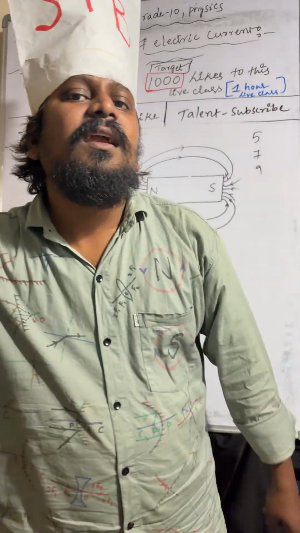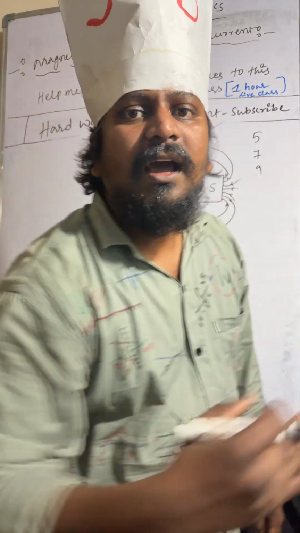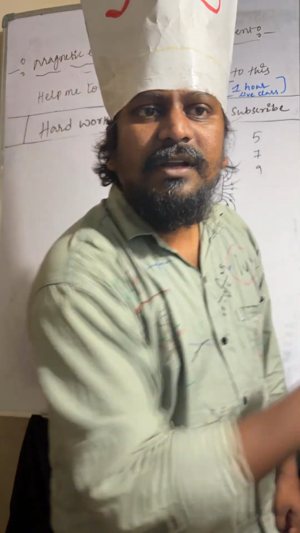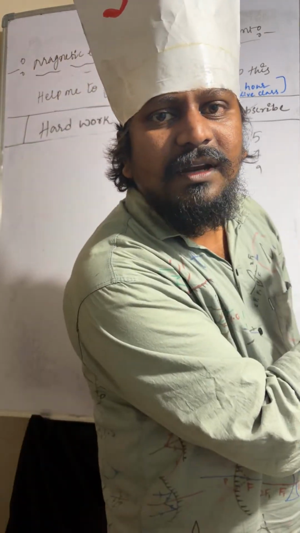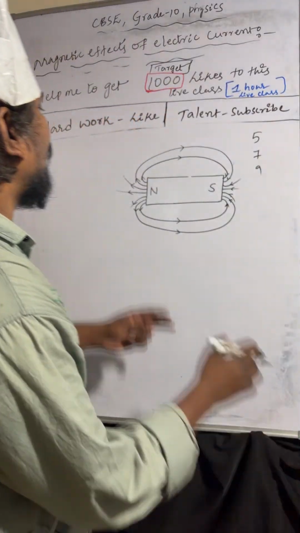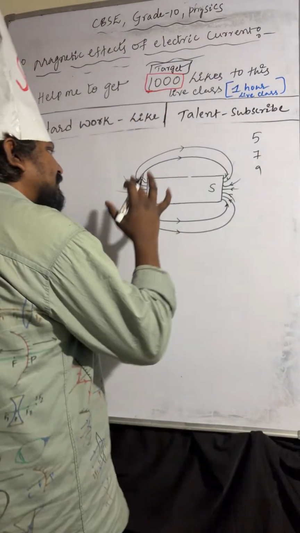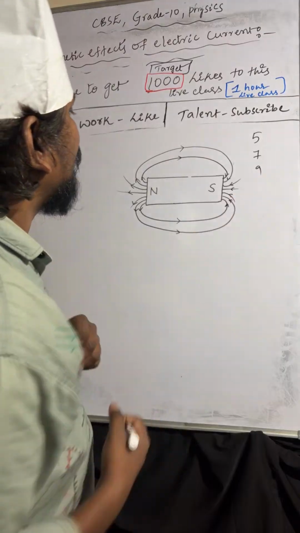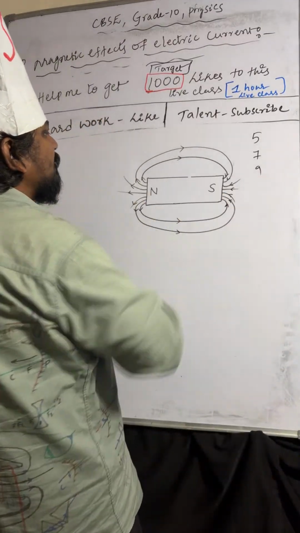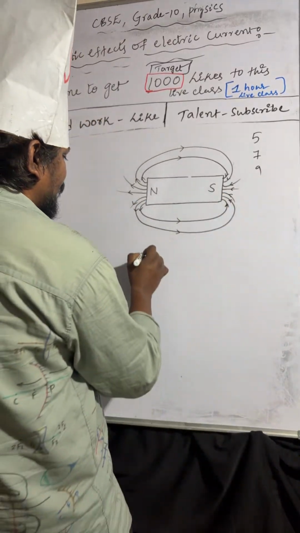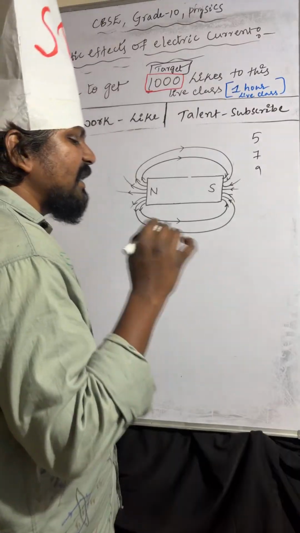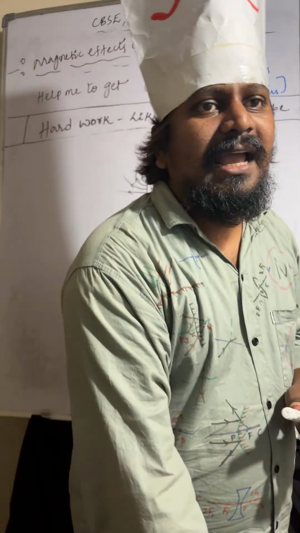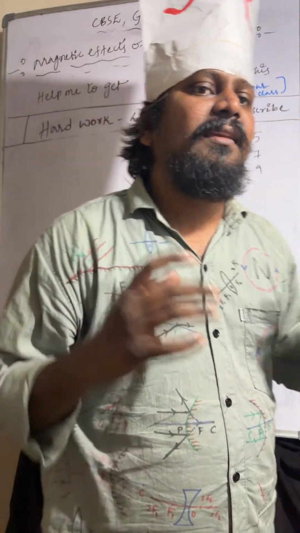Inside of the bar magnet, south to north. Understood or not? So here, the magnetic field lines around the bar magnet go north to south, and inside of the bar magnet, south to north. That is the point. And so, what is a magnetic field? Sir, what is a magnetic field?